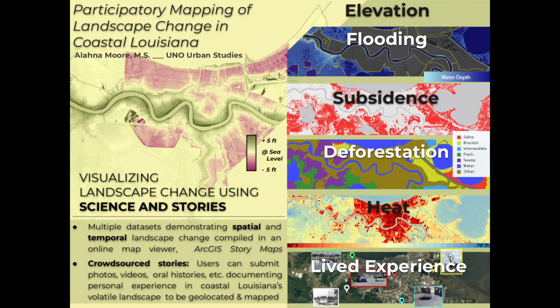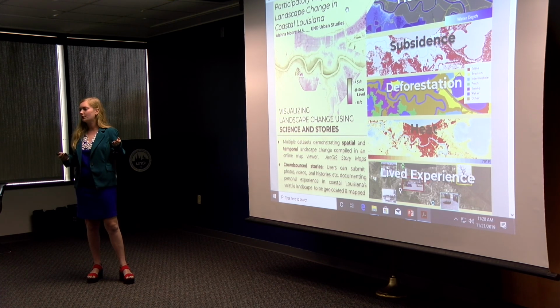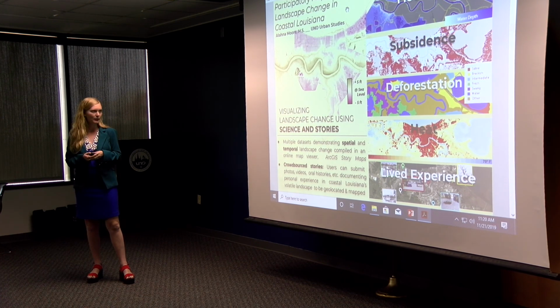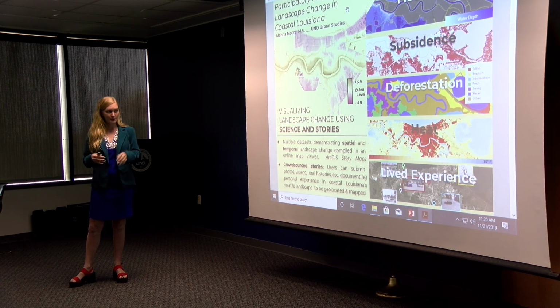So I'm mapping elevation, flooding, as well as sea level rise, subsidence, deforestation and wetland loss, heat and land surface temperature, as well as lived experience. And I'm including all of these data sets with a historical image as well to show how things have changed over time. So to map lived experience, this is kind of what makes the map participatory.